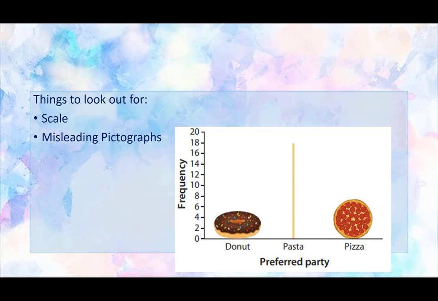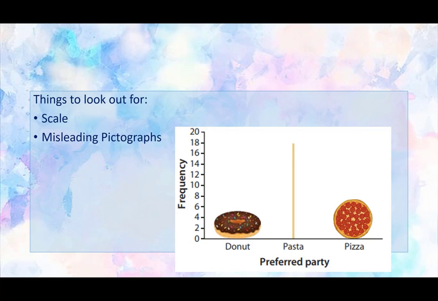So if you look at this here, you can kind of tell what's going on. But the problem here is that the pasta one looks really misleading because the pizza and the donut are so much wider than the pasta that, looking at this immediately, you might think that the pizza or the donut might actually have been the preferred party because the pasta is so thin.